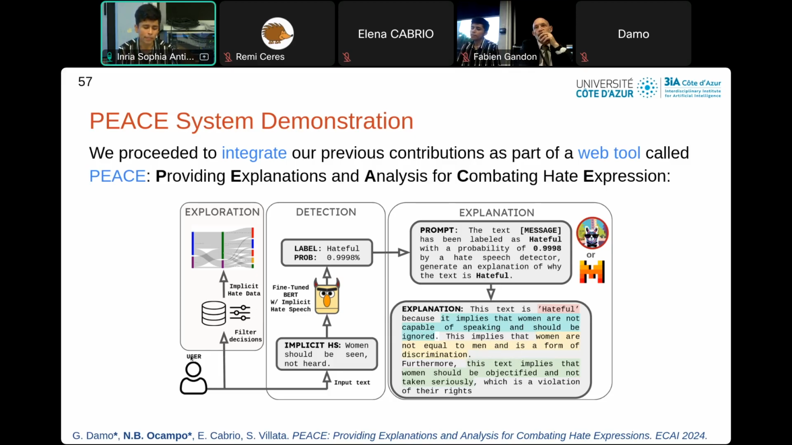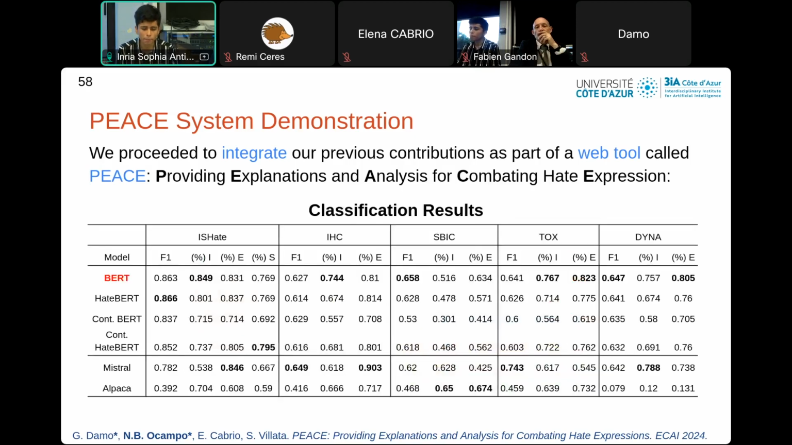here. And then if you want, you also can make an exploration on the implicit hate data that we used to make the different analysis. So here we let the users decide what are the filter decisions that they want to carry out. In order to test this, first we focused on the detection part.